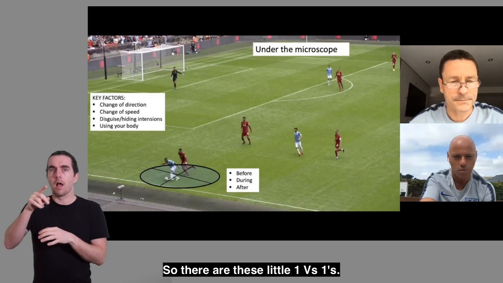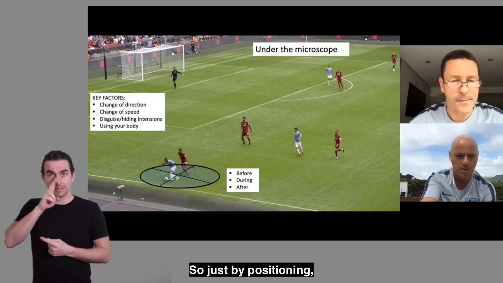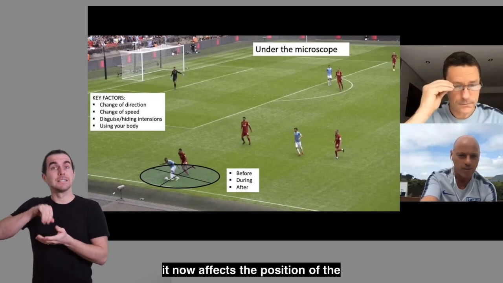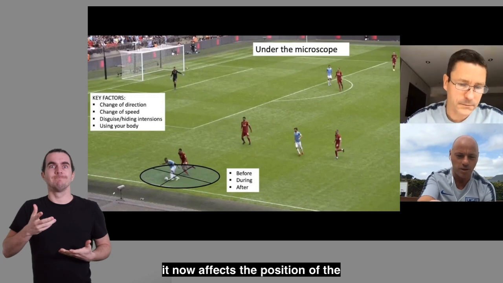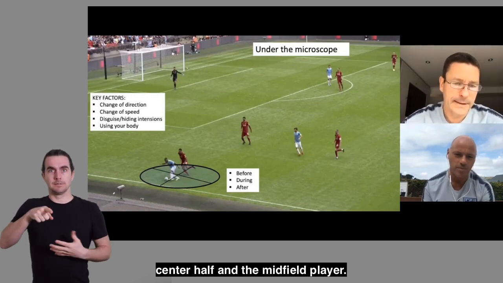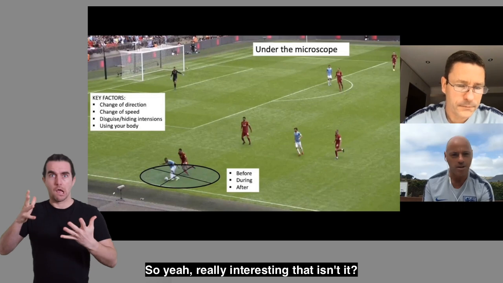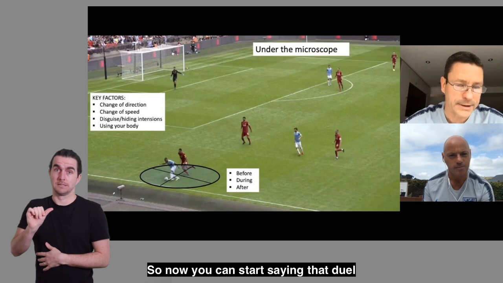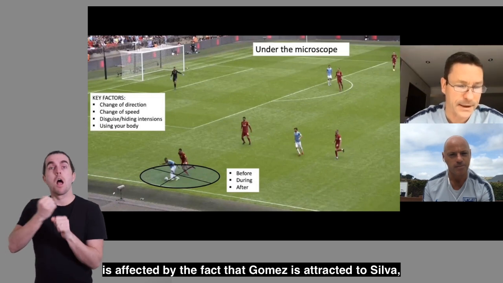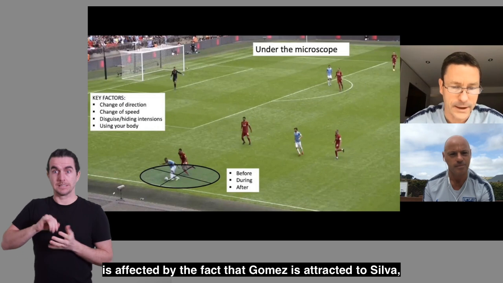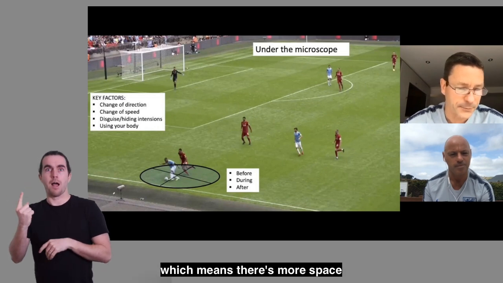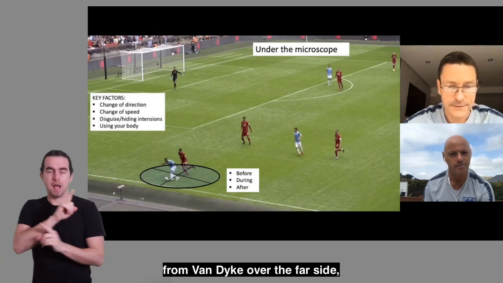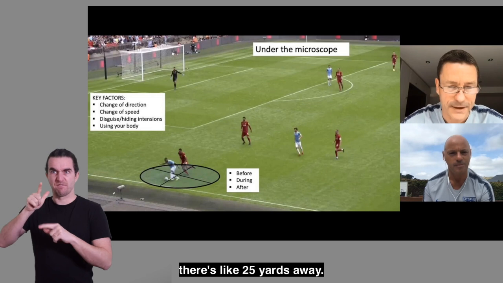So there are these little 1v1. So just by positioning, there's these little 1v1 duels in. By David Silva being there, it now affects the position of the other the centre half and the midfield player. So really interesting, that, isn't it? You start looking at the duels that are going on. Yeah, absolutely. So now you can start to say, well, that duel is affected by the fact that Gomez is attracted to Silva, which means that there's more space behind Alexander-Arnold. But also it means he's a bit detached from Van Dijk over the far side. There's like 25 yards away.